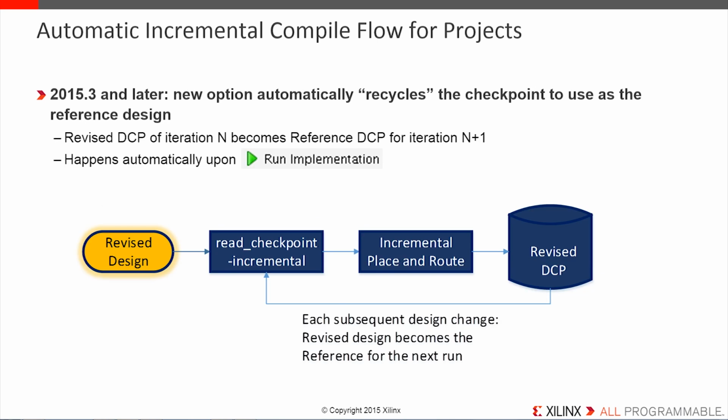Beginning with 2015.3, the automatic incremental compile feature automatically chooses the reference checkpoint to be used for the incremental compile run. Instead of copying the routed reference checkpoint to a known location for each iteration, simply enable automatic incremental compile and run implementation, and the reference checkpoints are automatically managed.